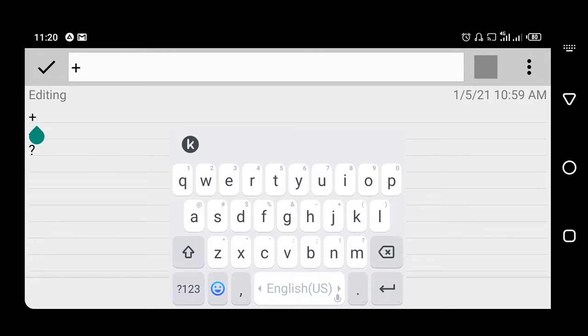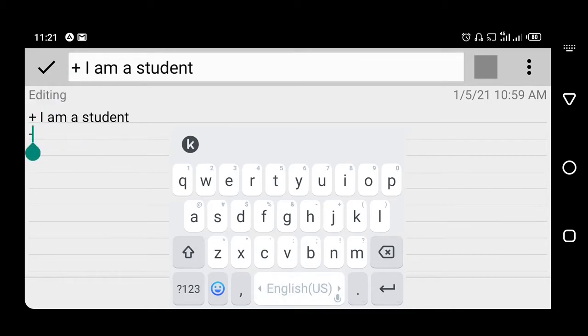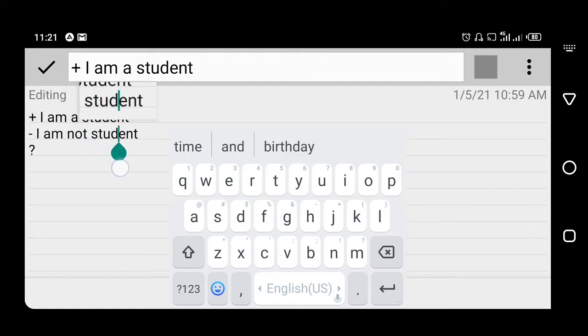For example, like this. I am a student, right? And this is a positive sentence. And then negative sentences: I am not a student. The difference between positive and negative is that there is "not" in here. That means that the person is not something.